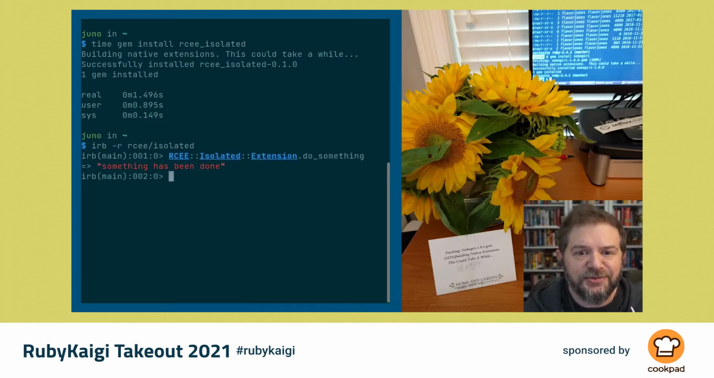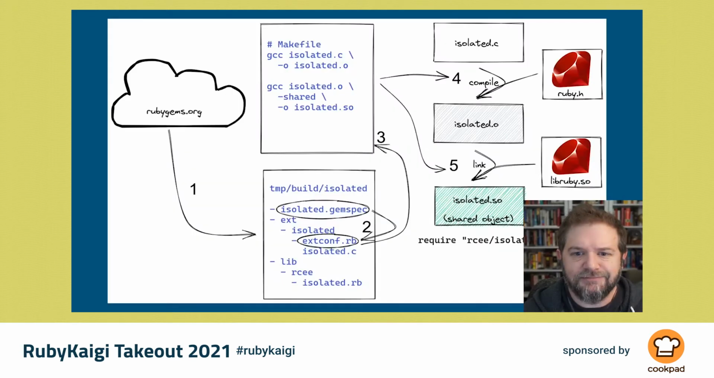So let's summarize what just happened there with the gem install. Step 1, the gem utility downloads the gem file and extracts it. Step 2, the gem spec declares where the extconf file is. Step 3, the extconf file generates a makefile. Step 4, the make utility compiles our code. Step 5, the make utility links our code and generates that shared object, which is then just required by the gem like any other file.